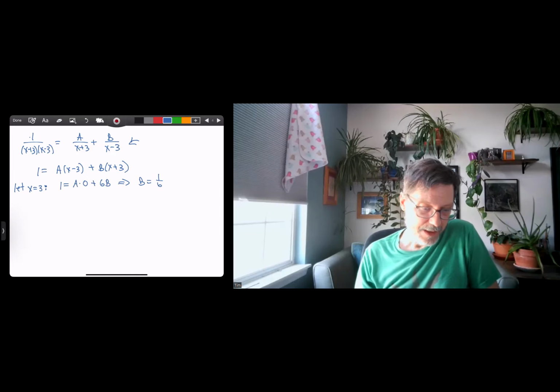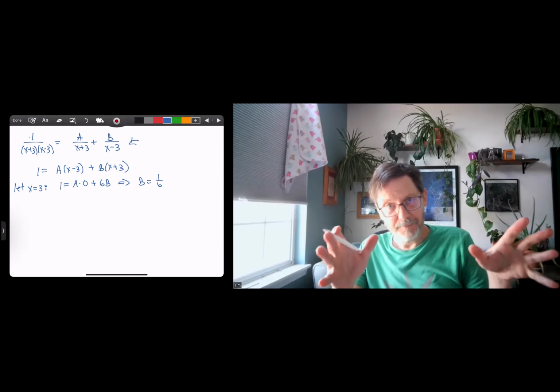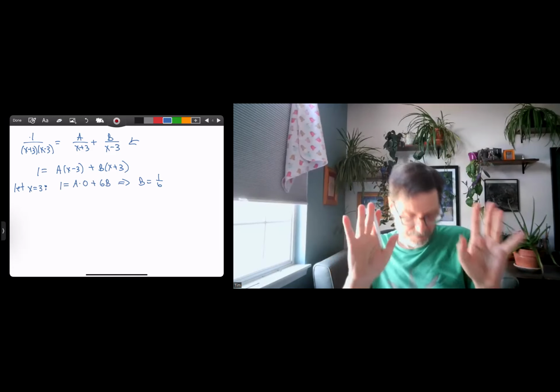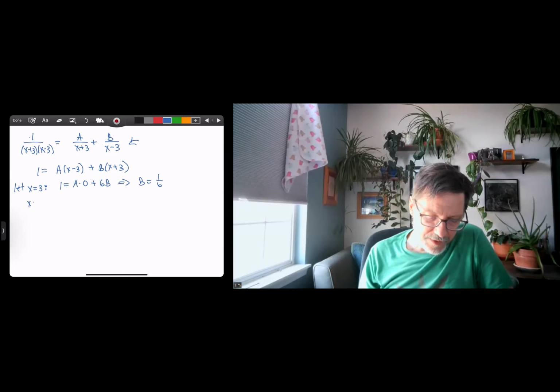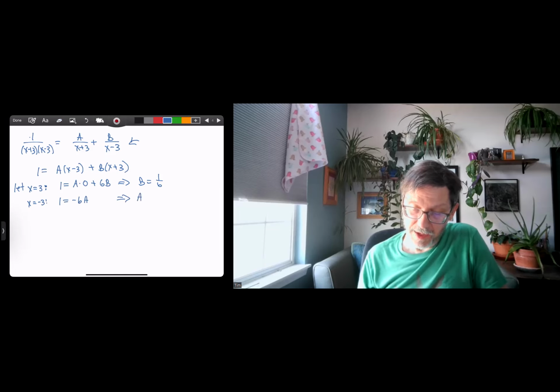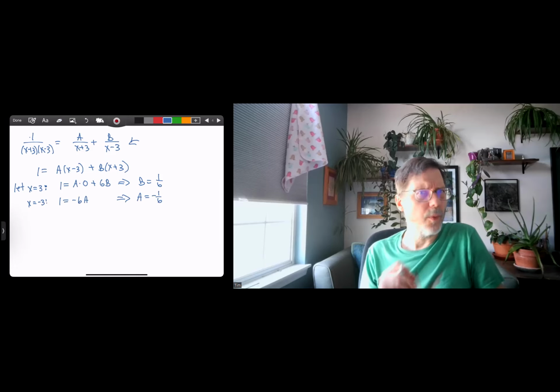Not bad. Then what is the other awesome value I could pick? Just take a second. There's one other one. If you said x equals -3, you are correct, because that's going to kill off this b term here. So if I let x equal -3, I've got 1 equals -6a, and the b dies. So that gives me immediately a equals -1/6. And I get to the same place with way less work.